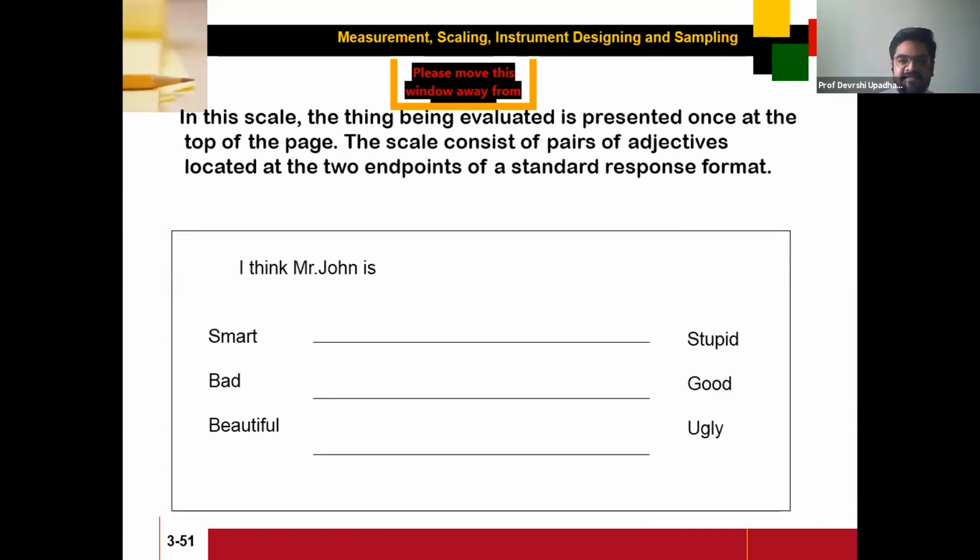John, I'll be selecting yes, Mr. John is smart, good, and beautiful, or handsome. But if someone is not supporting Mr. John, or has a different background from John, they can always select the negative end of the scale. That is, they can select stupid, bad, and also ugly.